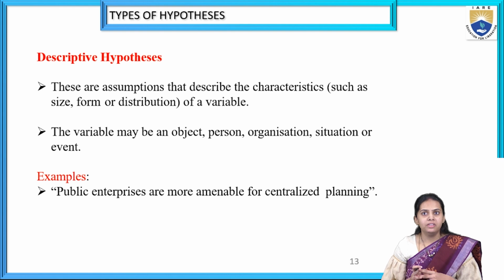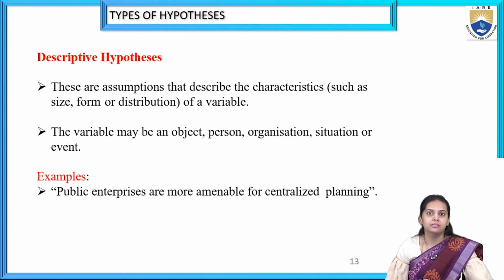And there are a few types of hypothesis. What are those? Descriptive hypothesis. These are the assumptions that describe the characteristics of a variable, in which manner? Such as size, form, or distribution. The variable may be an object, or a person, or organization, or a situation, or event, based on their particular research domains. One of the examples mentioned in academics is: public enterprises are more amenable to centralized planning.